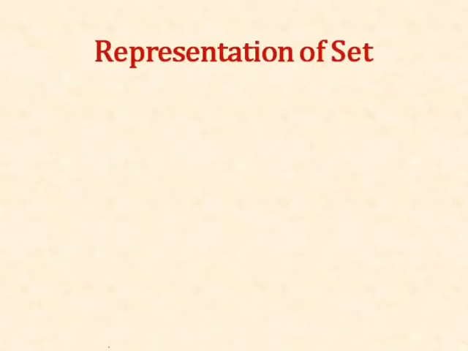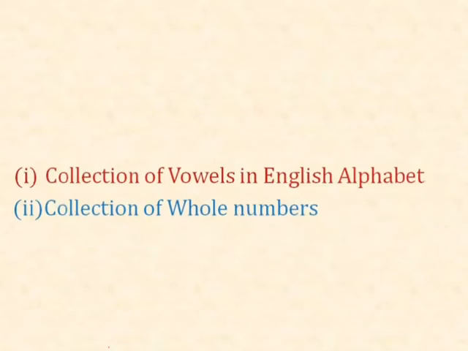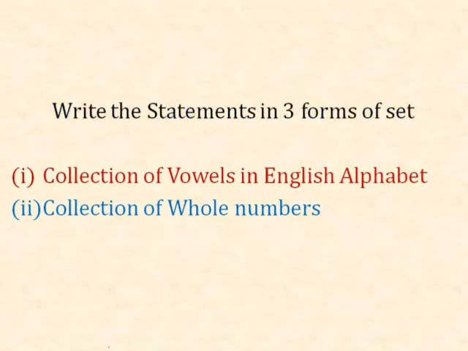Now we are going to see the representation of sets. Sets can be represented in three forms. The first one is descriptive form, the second one is roster form or tabular form, the third one is set builder form or rule form. Here we are given two statements: collection of vowels in English alphabet, collection of whole numbers. We need to write the statements in the three forms of the set. So we are going to write each statement in descriptive form, set builder form and roster form.